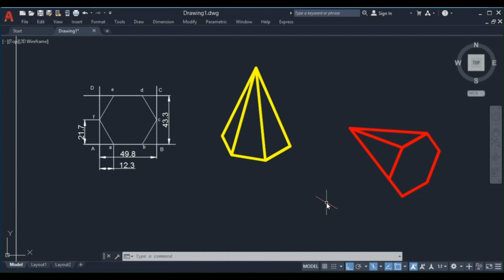Next, draw the isometric view of a cone.